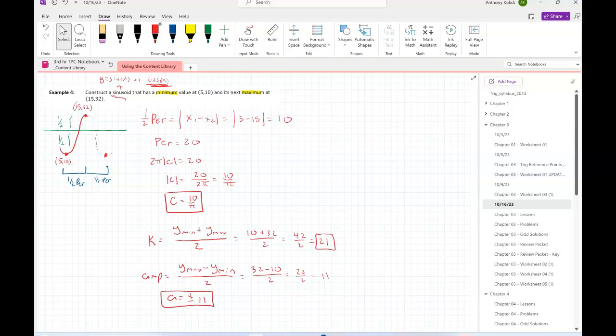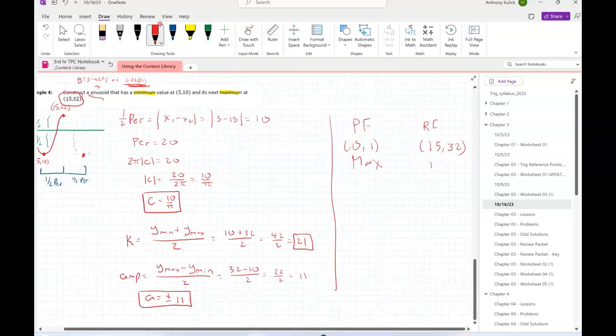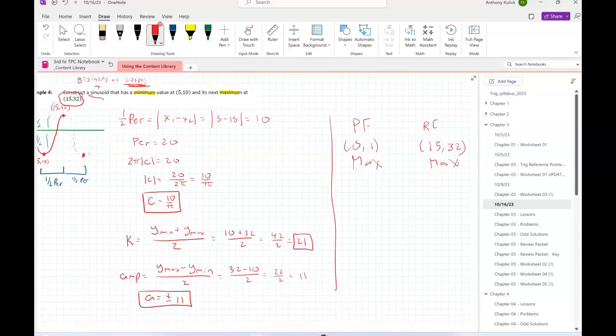And now I can use either point, it doesn't really matter. Let's, for the sake of argument, say we picked the maximum. So what does this tell me about the value for A? If they're both maximums, the A has to be positive. So in our case, that means it's 11.